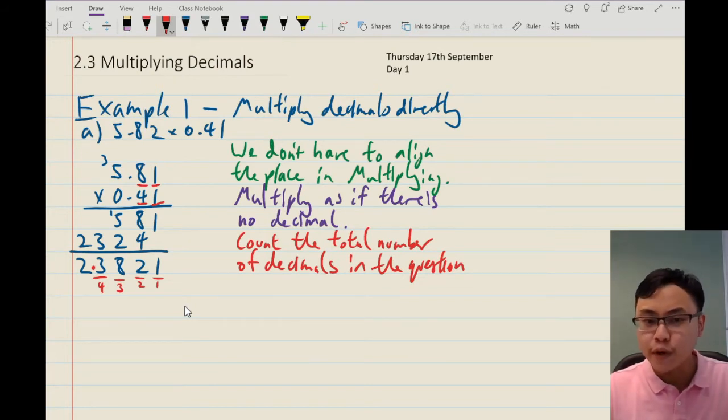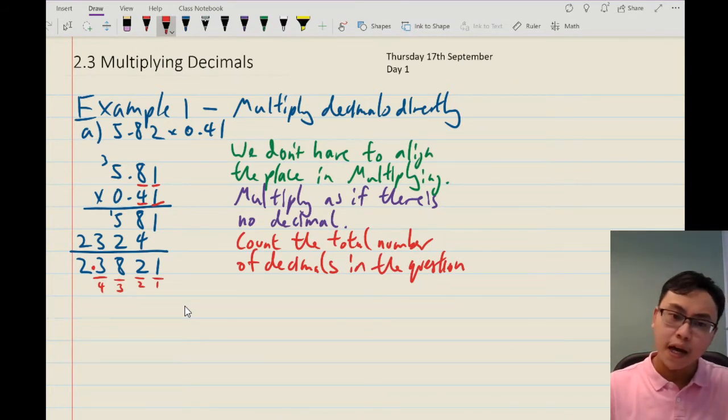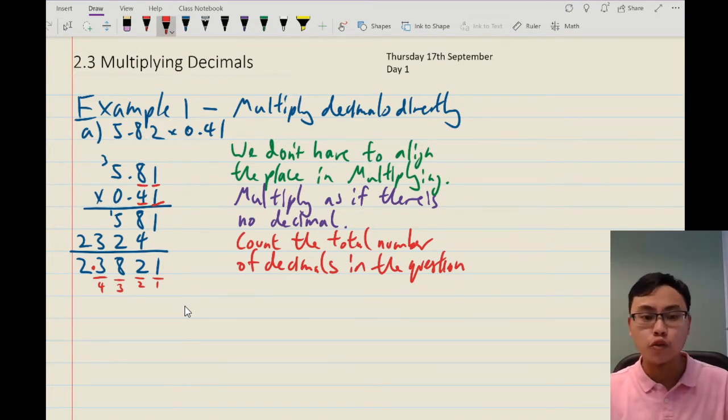And lastly, we want to check that it makes sense. So 5.8 is somewhat close to 6. 0.41 is somewhat close to 0.5. And so half of 6 is approximately 3. Is our answer kind of close to 3? 2.3 and 3 is a little bit off. It's just 0.7 off, but it's close enough, so I know that I'm not too off.